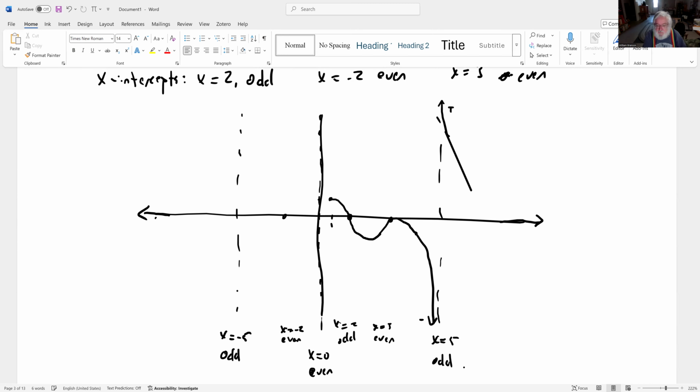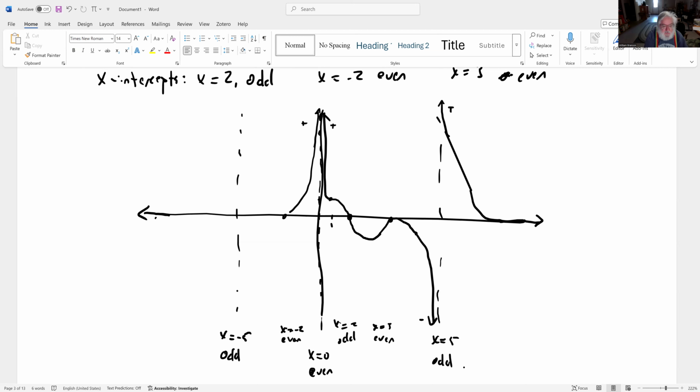Going to the left, first thing I come across here is a vertical asymptote. Again, I can't go down through the x-axis, so I have to go up to plus infinity there. This one is even, so if I'm positive on one side, I'm positive on the other. Even means same sign. So that means I go up to infinity there. So keep coming down to my left.